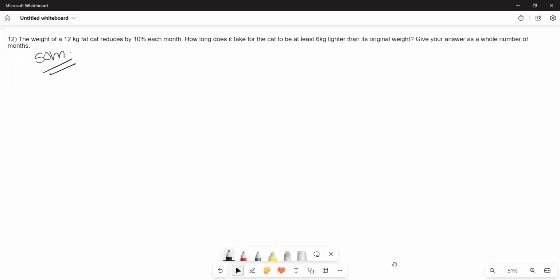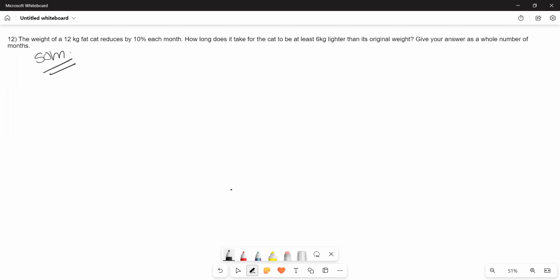So, the solution of question number 12. Let me share the screen. Yeah, done. So what is the question asking? The weight of a 12 kg fat cat reduces by 10% each month. So here's the cat.